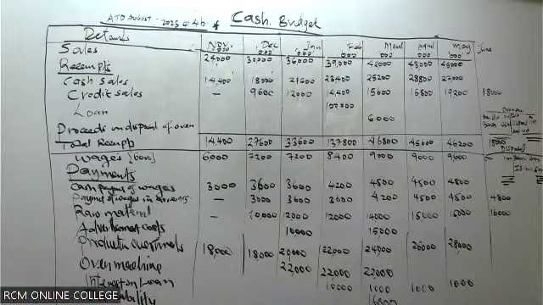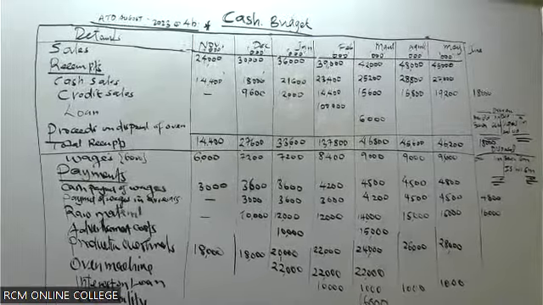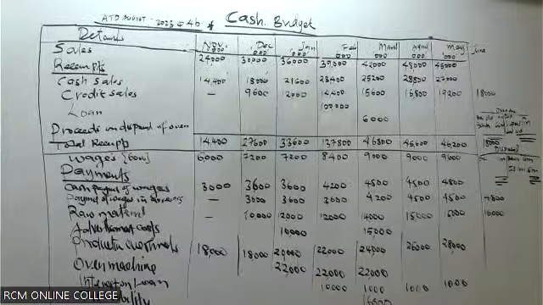The account will be balancing. Mtu haoni kitu kabisa. So that is what we have there.